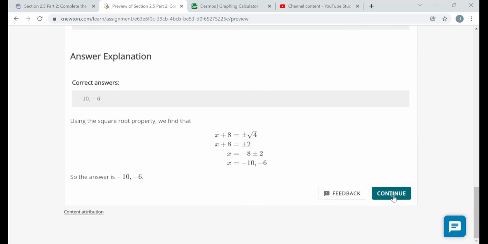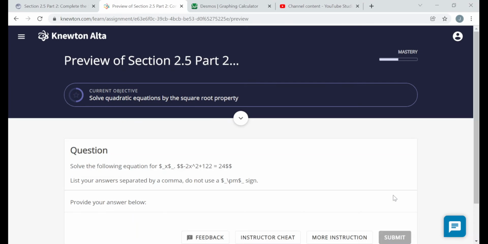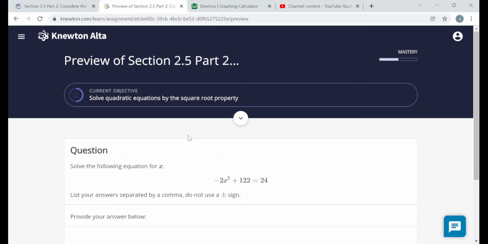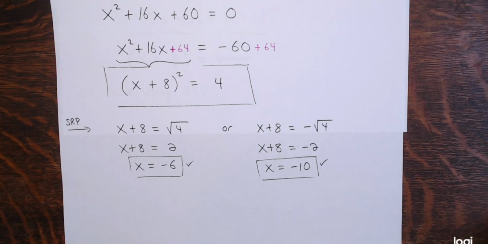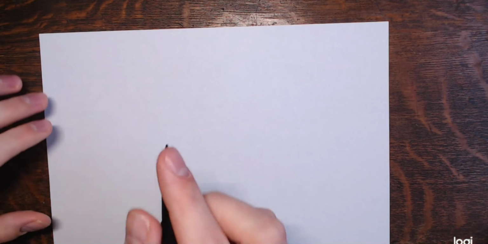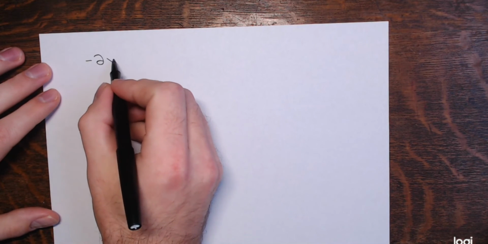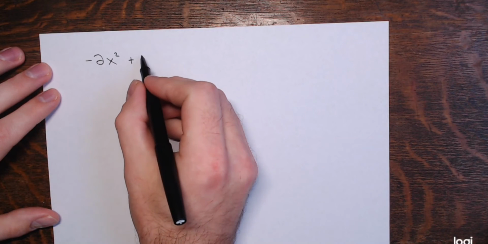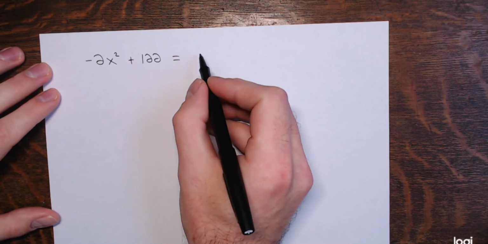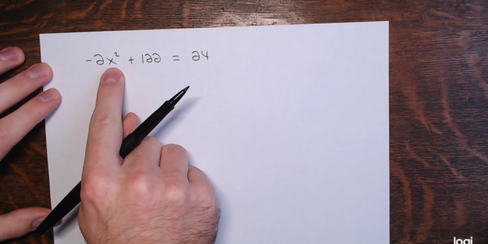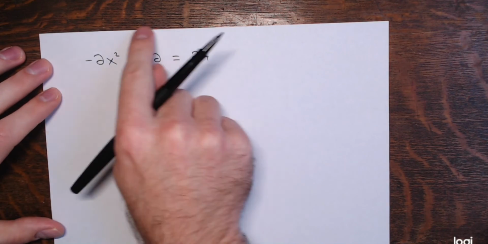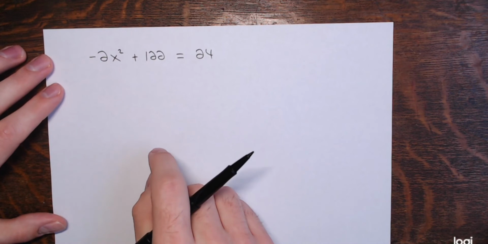All right, so let's move on. All right, so we're back to the square root property. Once again, just getting the variable expression squared, that square by itself. Let's go back to some paper here. The equation we're given this time is negative 2 times x squared plus 122 equals 24. And you see a variable in a square. There aren't any variables outside that square, so I should be able to solve this with the square root property.